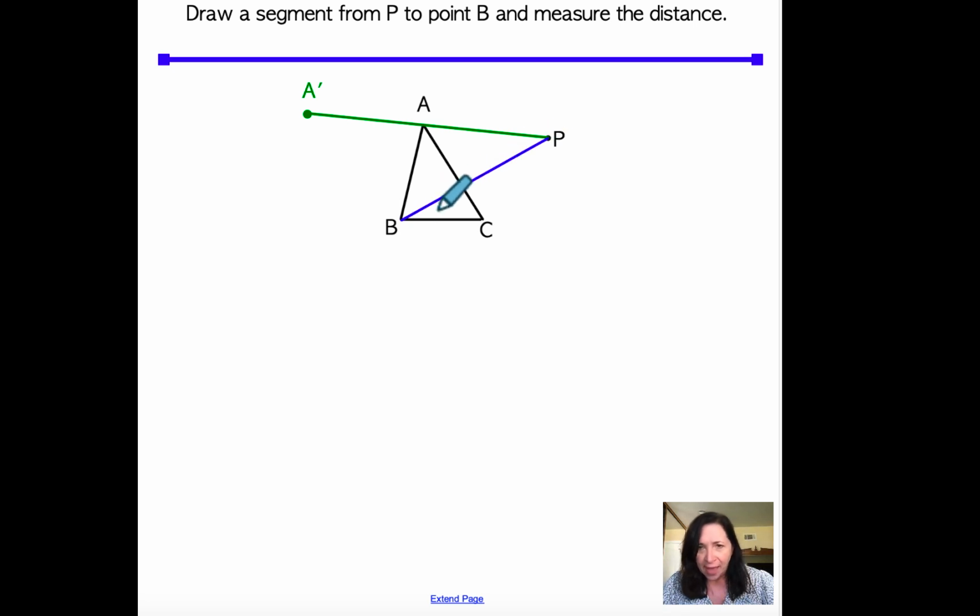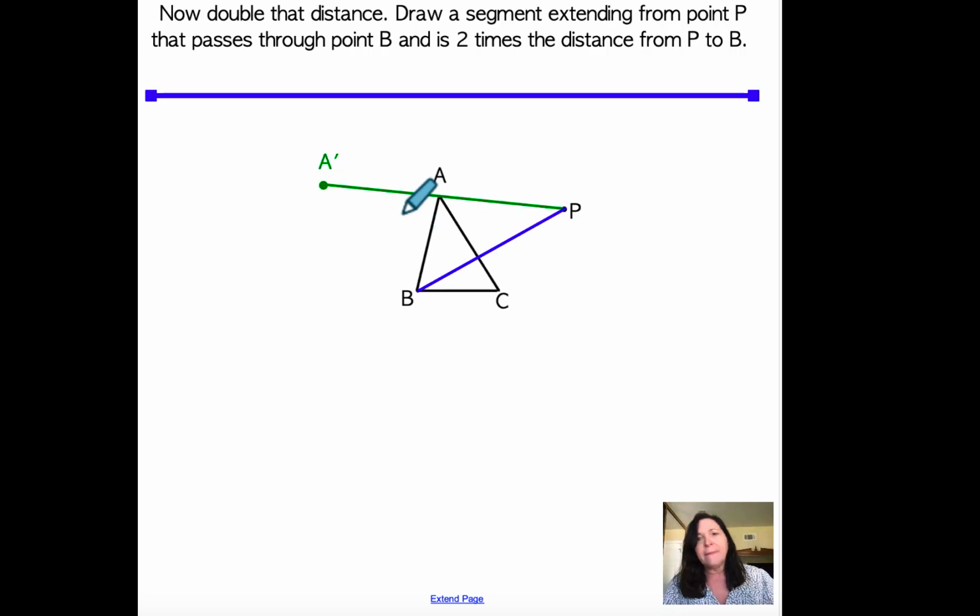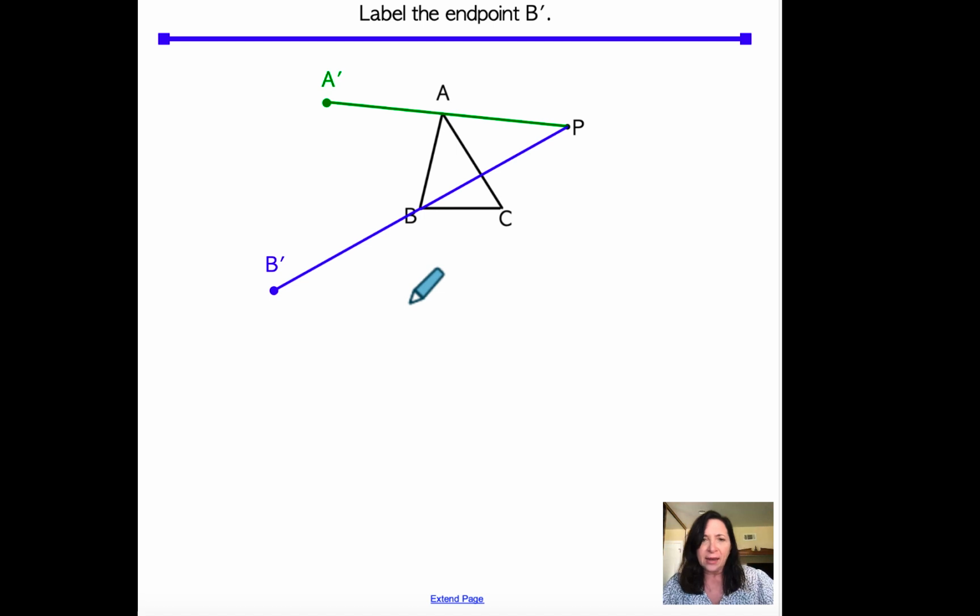We're going to measure that length, and then we're going to double that, and then it's going to come out to here. Okay, so I want you to measure it, double it, and then extend that out. And when you do that, I want you to call that B prime. And then we're going to do the exact same thing to C.